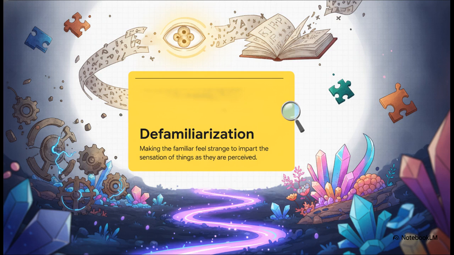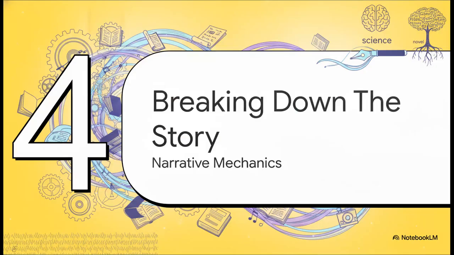But literature, through strange and striking language, breaks that autopilot. When a poet uses a bizarre metaphor, it temporarily confuses you, slowing down your reading and forcing you to consciously experience the words. That little jolt of strangeness, for them, that is the true magic of literature. Okay, so how does this apply beyond poetry?